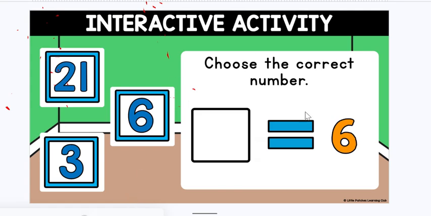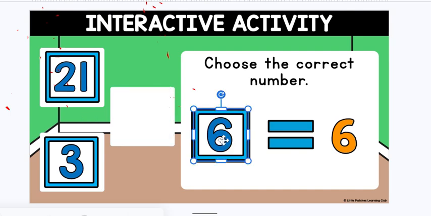Ooh, choose a number that is equal to 6. What number compares to 6 by being equal to 6? Equal. It balances. 21, 6, or 3. Which number is equal to 6? All right. I hope you chose correctly. 6 is equal to 6.